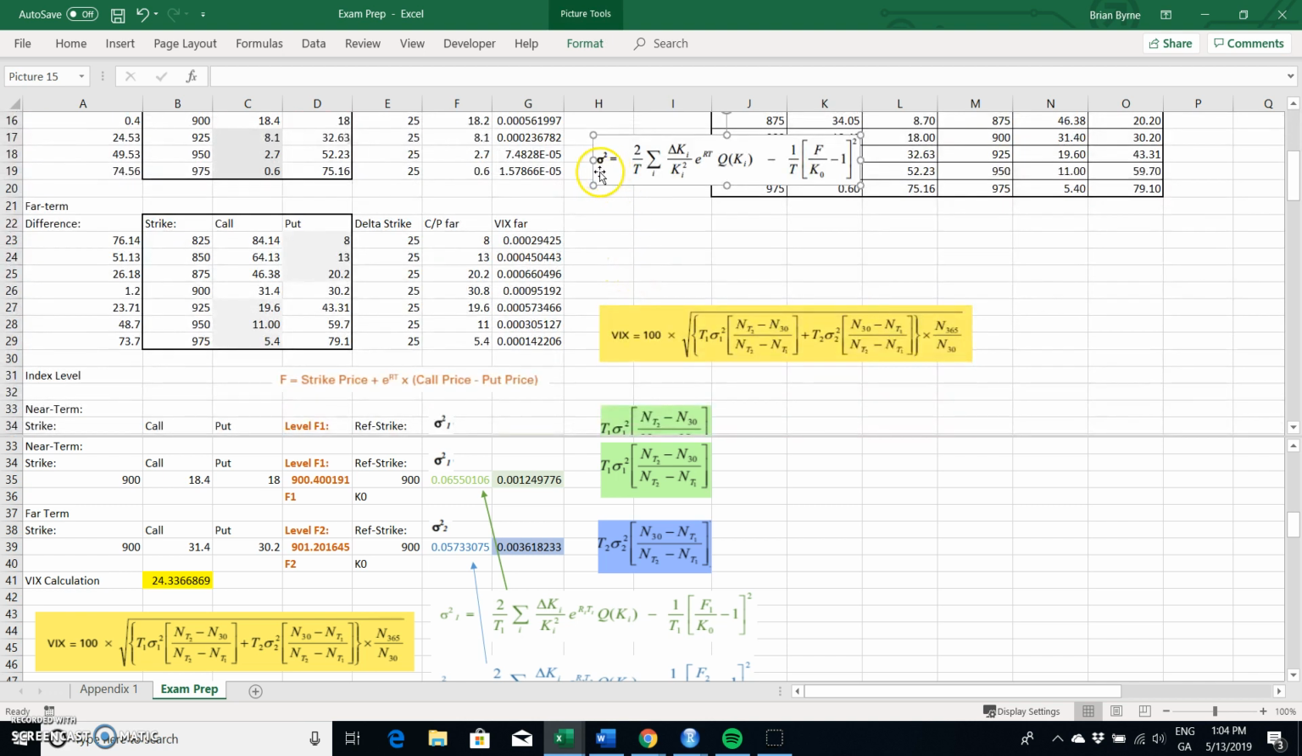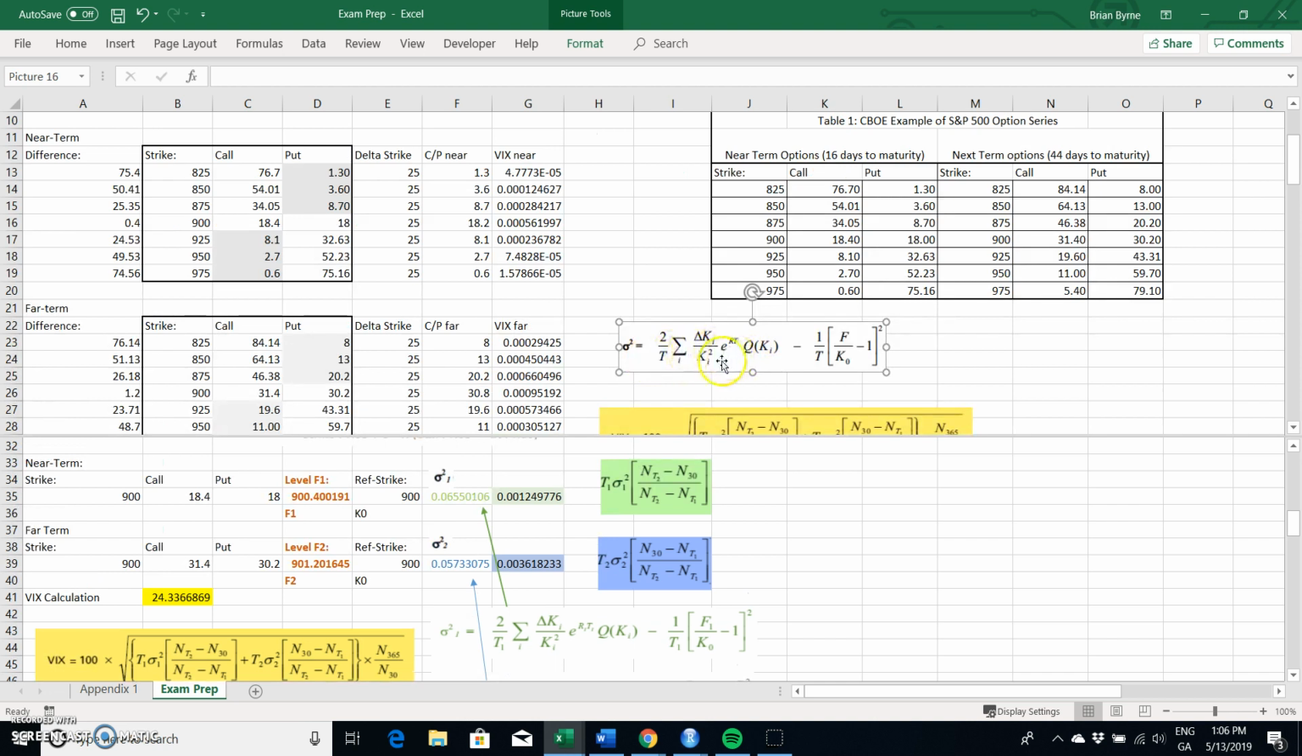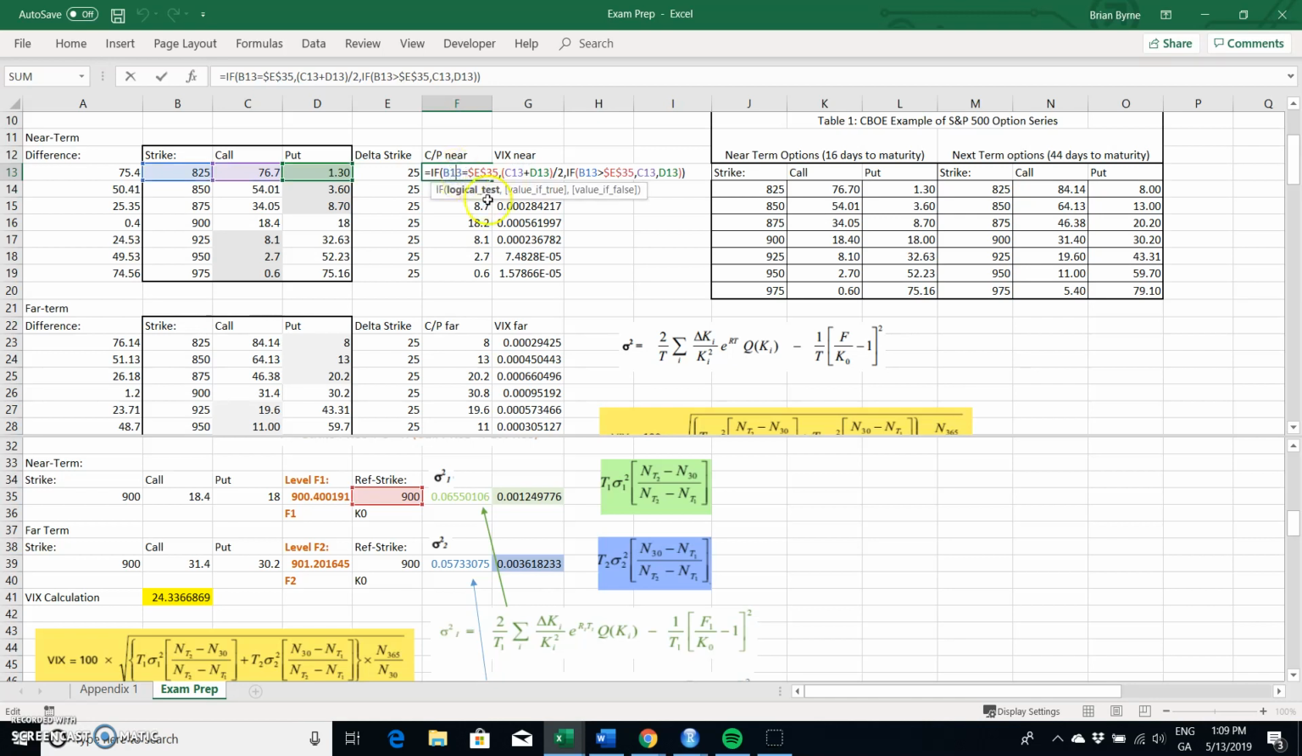We obviously want to estimate our sigma squared, and to run that estimation, we need to get the sum of this QKI. Now, what's this QKI? Well, it's just equal to the value of the out of the money option. So it's the 130 and the 360, and we have to multiply. So this value here, 130, 360, corresponds to the highlighted range here.